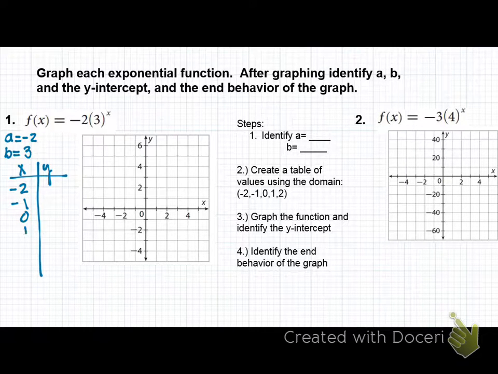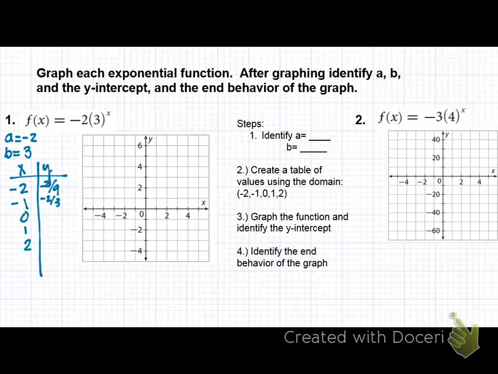And we're going to do negative 2, negative 1, 0, 1, and 2. Okay, and then we're going to think about what happens to our function when we input these values. So we're going to start with the first one, negative 2. 3 to the negative 2 is, what's 3 to the negative 2 from last Friday? Negative 9. No. 1/9, remember? 1/9. Good. 1/9 times negative 2 is negative 2/9. Then we're going to put negative 1. 3 to the negative 1 is 1/3. 1/3 times negative 2 is negative 2/3.